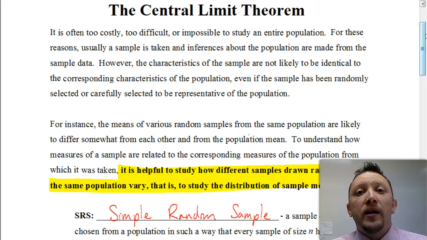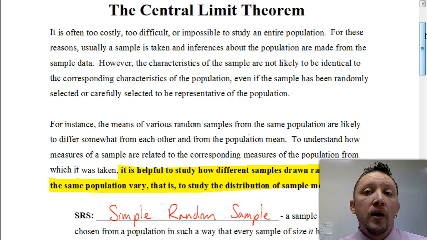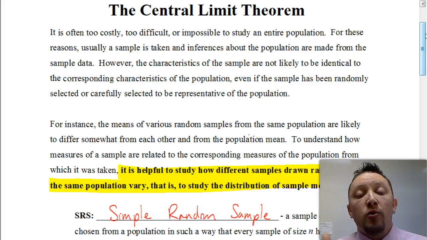Well, welcome. In this video, we're going to be looking at the Central Limit Theorem. But before we get to that point, it's important for us to understand the purpose of having a Central Limit Theorem. Because a lot of times, we're going to be working with a larger population, and it's not feasible for us to be able to test every single piece in that population.